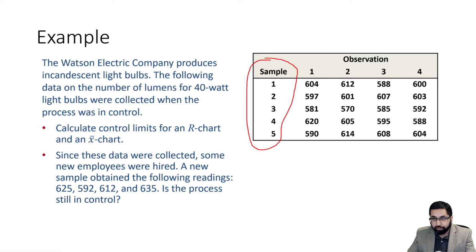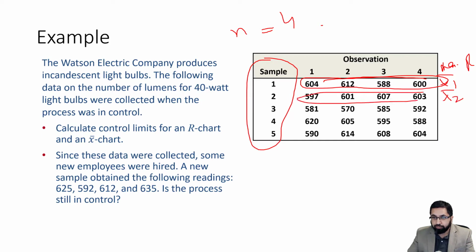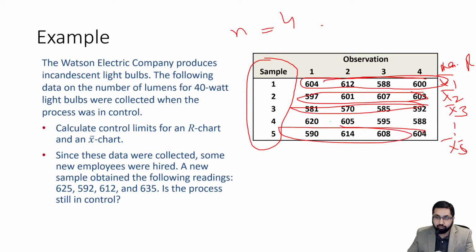Okay, let's do an example, which is our X bar R chart. We have 5 samples. What is my sample size N? That is 4, because I have 4 observations per sample. I need to calculate the mean and the range for each sample. I need to calculate X bar 1, which is the mean of these 4 values, X bar 2, the mean of these 4 values, X bar 3, and so on down to X bar 5, which is the mean of these 4 values.